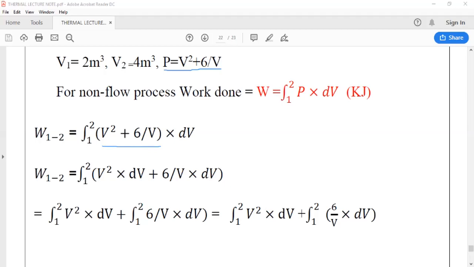Now split the addition. So integration from 1 to 2 of V square dV plus integration from 1 to 2 of 6 by V into dV. Clear? Now we have to simplify this one.